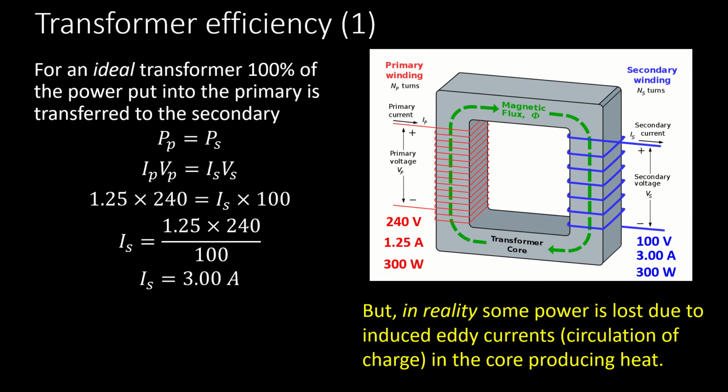But in reality, you always lose a little bit of power. Not a lot, but you lose some power, usually in the core. Because you've got a changing flux in the core, you actually induce currents in the core itself as well. And those are called eddy currents. They're not useful. You can't use the current for anything, but because there's charge flowing around, it does heat the core up, which dissipates some of the energy.